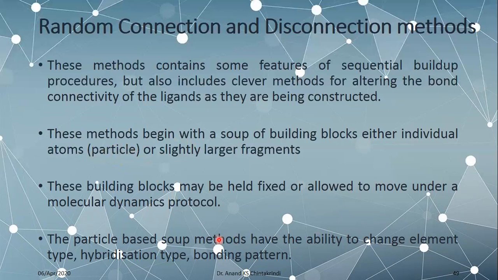As in the case of sequential buildup, only sp3 vertices were there, and then depending on the interaction it was changed to either oxygen or nitrogen or carbon. So similarly in this type of random connection and disconnection method, it has the ability to change the element type. Not only that, it can also change the hybridization type and the bonding pattern.